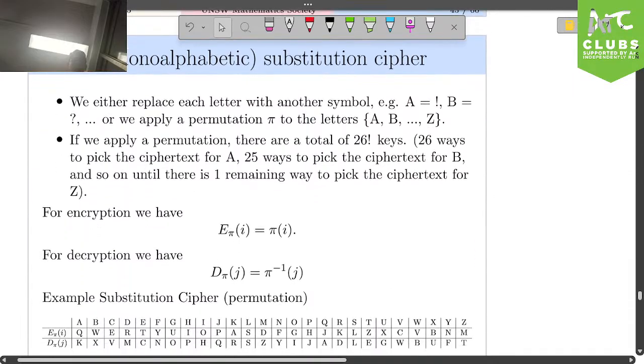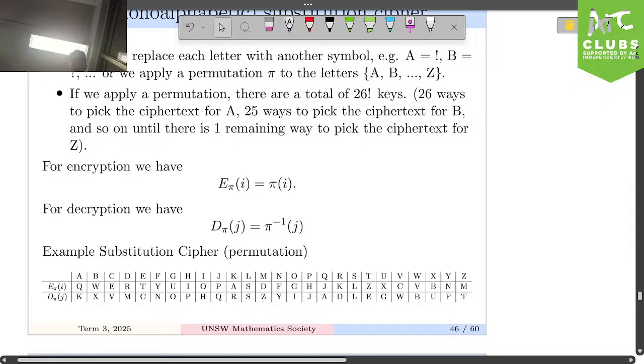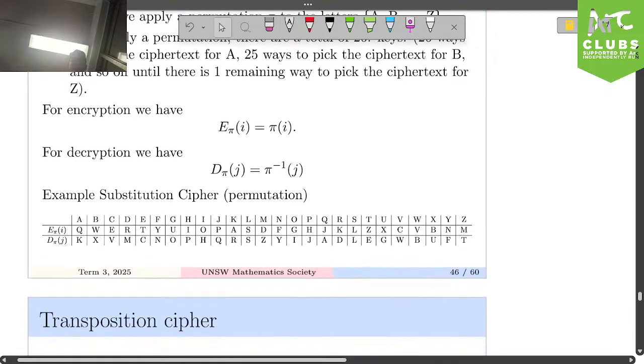Here's another cipher. This is called a substitution cipher. And instead of just taking our alphabet and shifting it, we completely randomize it. So here's something at the bottom. It's one type of complete randomization.